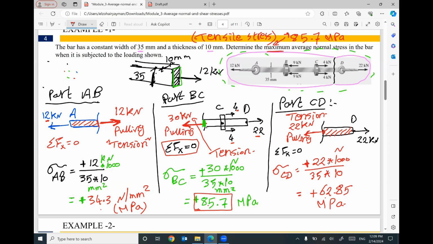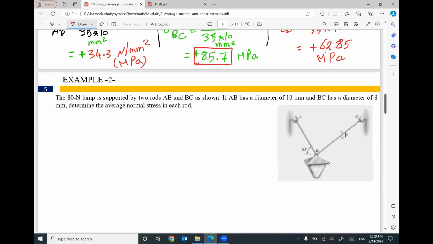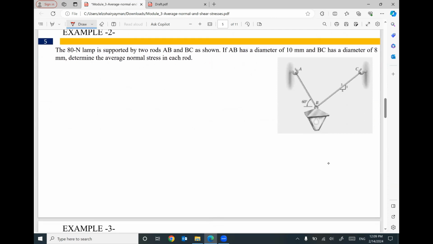We have to combine the engineering mechanics to figure out the applied force, and then we have to apply the mechanics of material to get the average normal stress. We have another example here, example 2. We have a light lamp supported by two cables, BA and BC, in this position. The diameter of member AB is 10 millimeter, and the diameter of member BC is 8 millimeter. We need to figure out the average normal stress in each member, BA and BC.